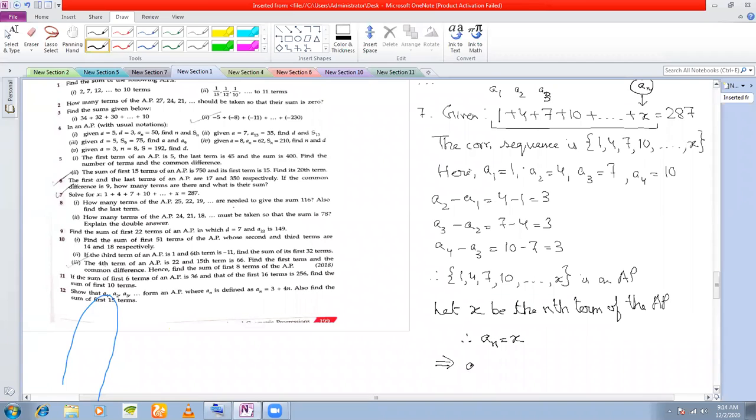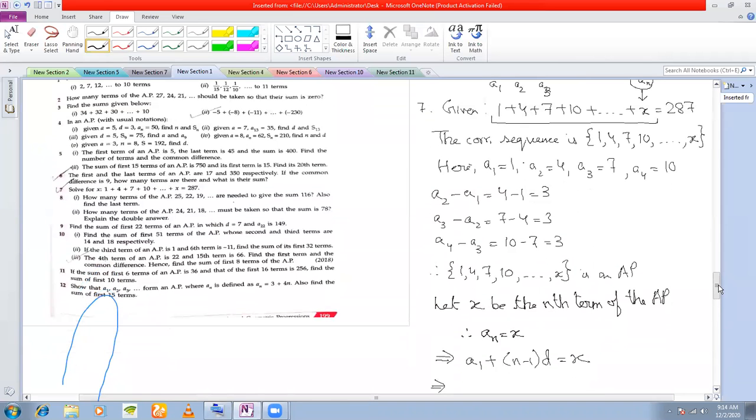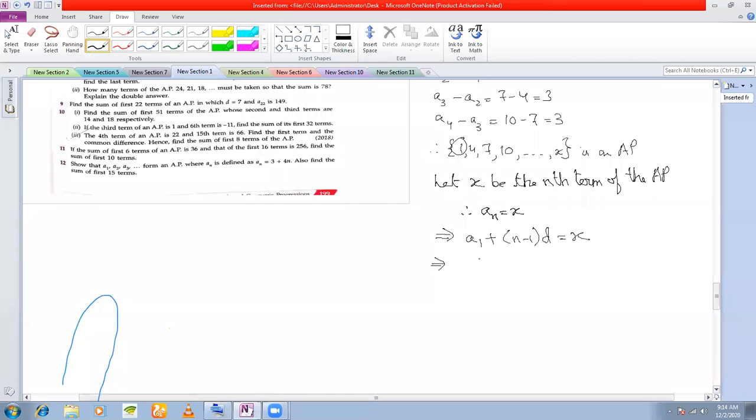That means, what is the formula for an? a1 plus n minus 1 into d must be equal to x. Now, what all do I know? Do I know the first term? Yes, the first term I know. First term of the AP is 1. Let's put 1 plus n minus 1. n I don't know, and I have to find out. And d I know. The common difference is 3.